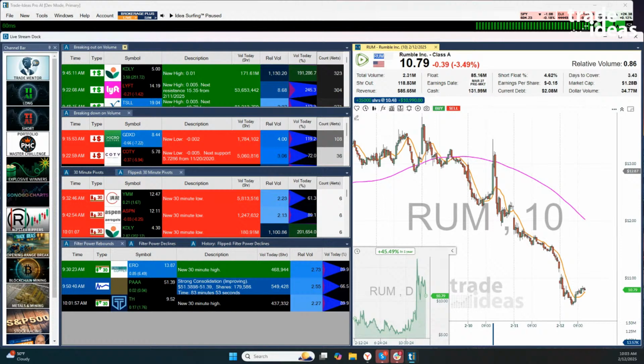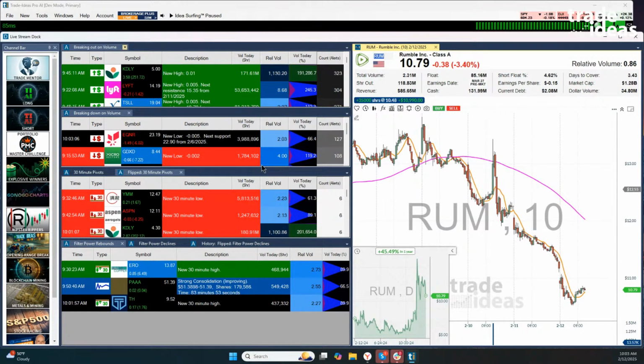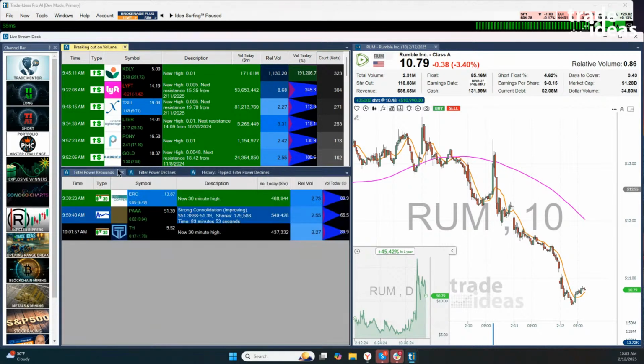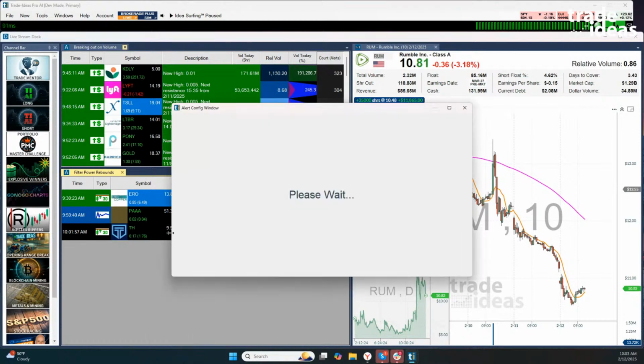All right, I'm going to just hang around a little bit. And what I'll do is, since everyone is still here, I'm going to do one more cool window from scratch. Okay. I'm going to close these up. Close this up. And instead of filter power rebounds, I'm going to show you how to do something kind of cool. And this is the last one. Right click, configure.